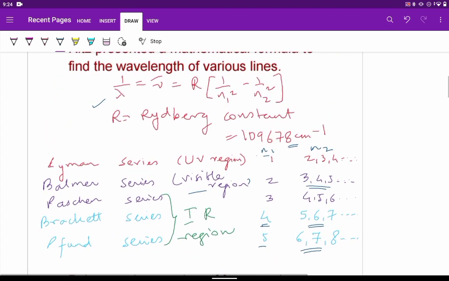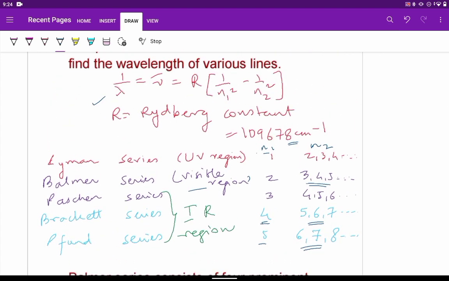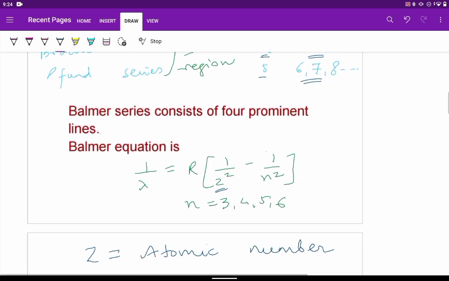I will just go back here once again. For the Balmer series in the visible region, you see n1 value is 2. n2 values can be anything from 3, 4, 5 onwards. So n1 equal to 2, if we put here, we get 1 by lambda equal to R into 1 by 2 square minus 1 by n square, where n values can be 3, 4, 5 or 6.